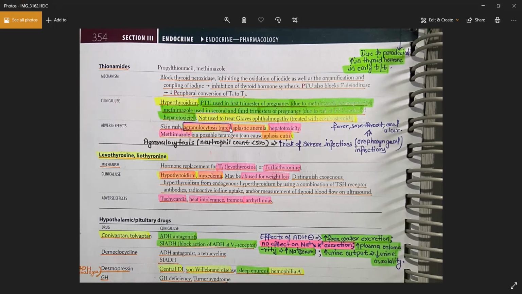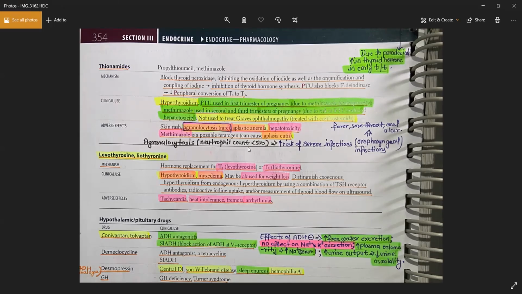Agranulocytosis is a side effect, mainly of methimazole, as is aplastic anemia. Hepatotoxicity is the main side effect of propylthiouracil. And methimazole is a possible teratogen that can also cause aplasia cutis. For agranulocytosis, the neutrophil count will be lower than 500.